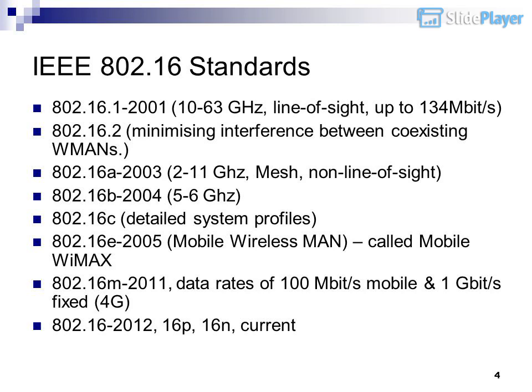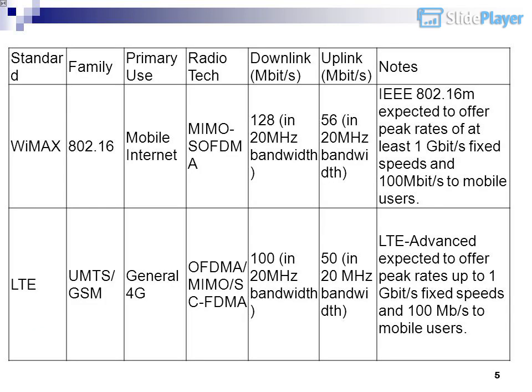802.16e-2005: mobile wireless MAN, called mobile WiMAX. 802.16m, 2011: data rates of 100 megabits per second mobile and 1 gigabit per second fixed, 4G. 802.16 in 2012: 16p, 16n, current. Standard, family, primary use, radio tech, downlink Mbit/s, uplink Mbit/s, notes.